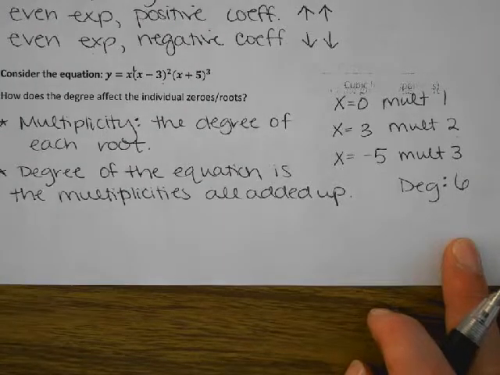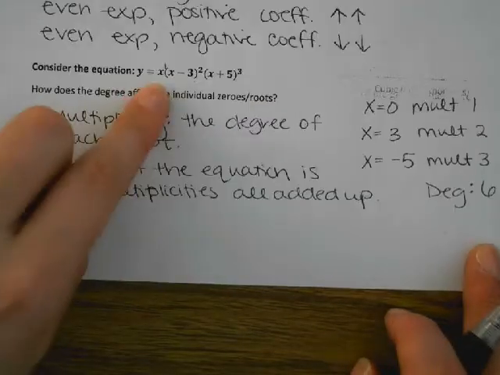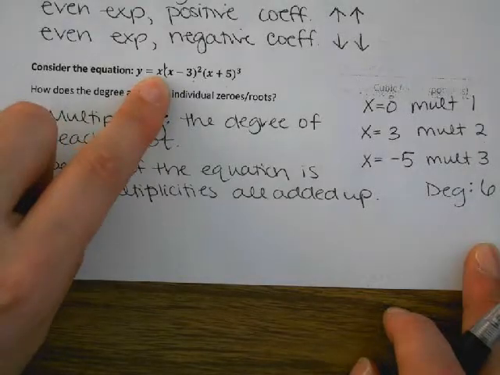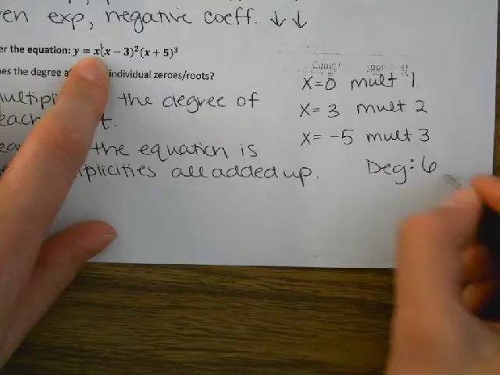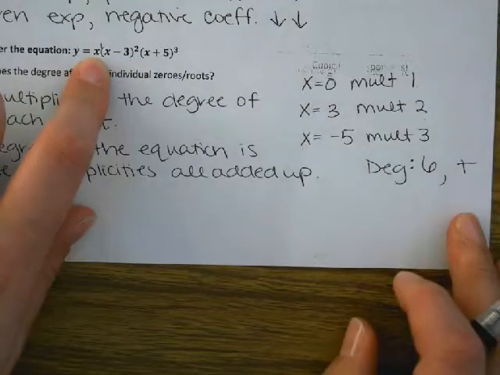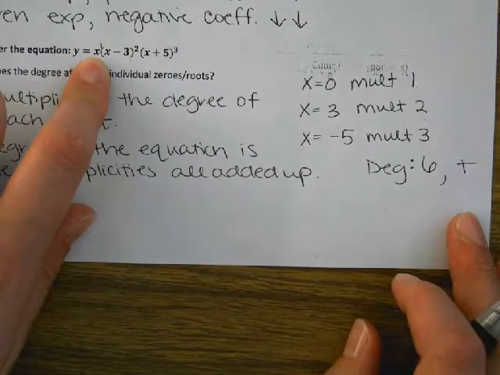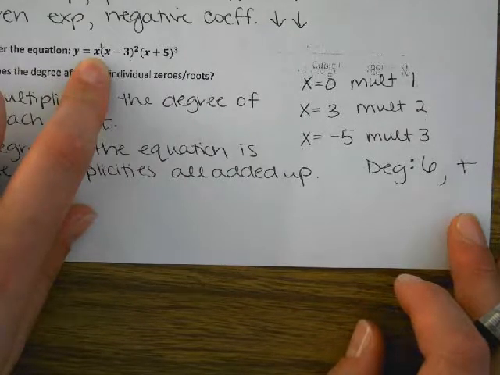And then if we want to determine if it's even or odd, we just have to look in the very front. So what do you guys see in the very front? Is there a negative there? No. Nope, there's no negative. So we're going to say this is actually a positive equation. So we looked to the front to see if it was positive or negative.